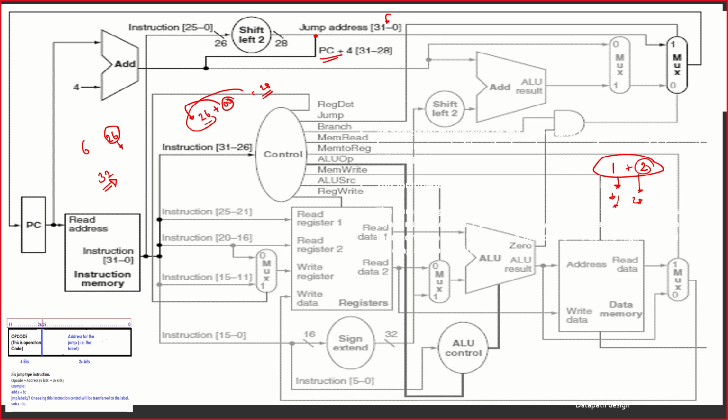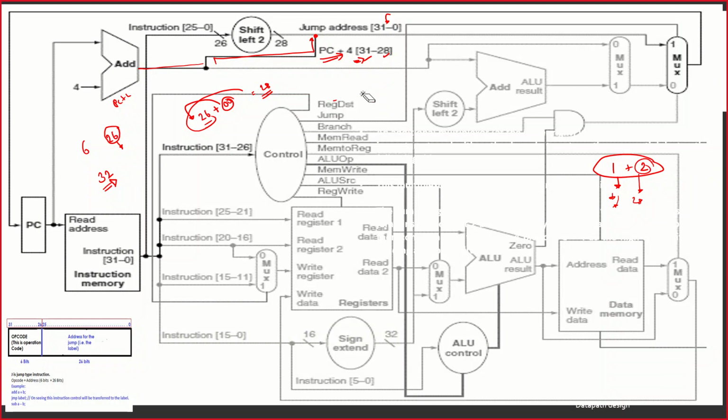The PC plus 4. Why do we call it PC plus 4? The current PC address plus 4 input is coming from here, and the higher order bits of it. I hope you understand what higher order bits are. The higher order bits of that, the 28 to 31 bits, are taken, and those bits are combined with 0 to 27. 0 to 27 plus 28 to 31 gets you 31 to 0, 0 to 31, which means a 32 bit address. So I'll jump there. That's it. This is how it works.